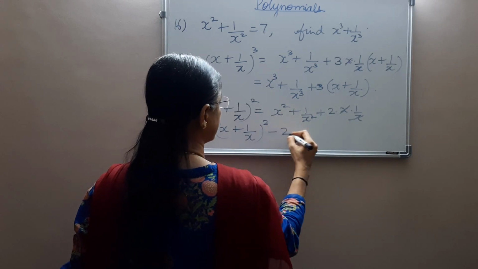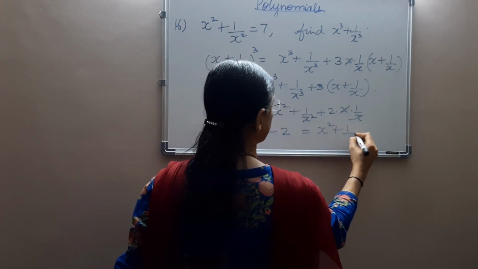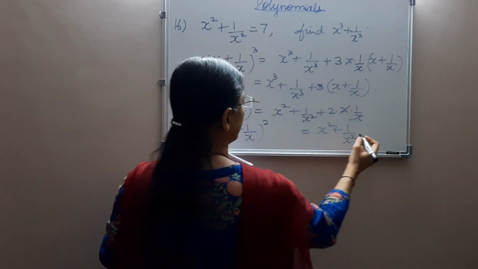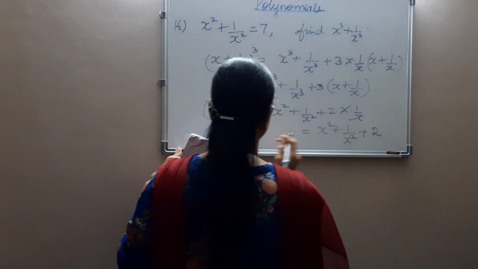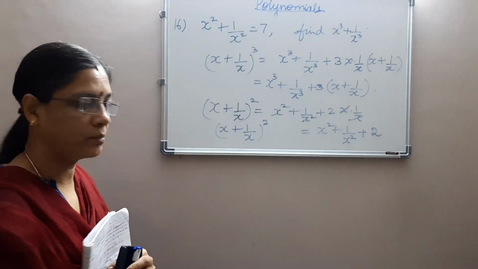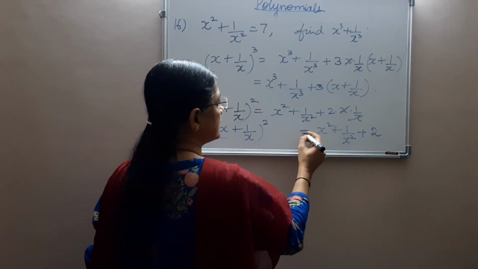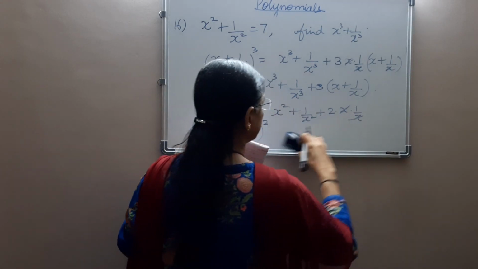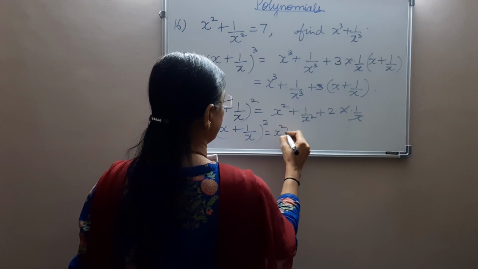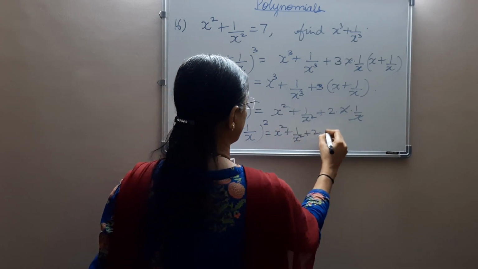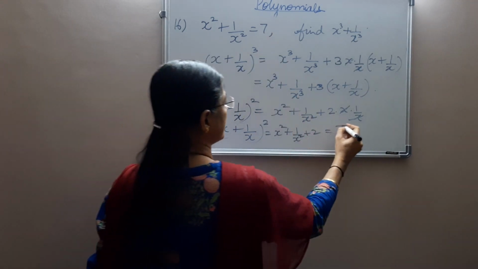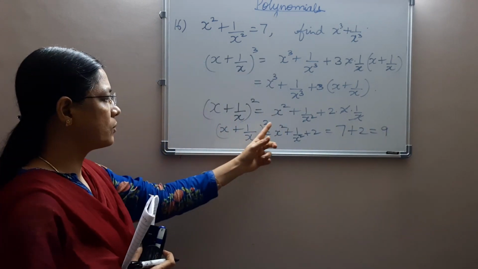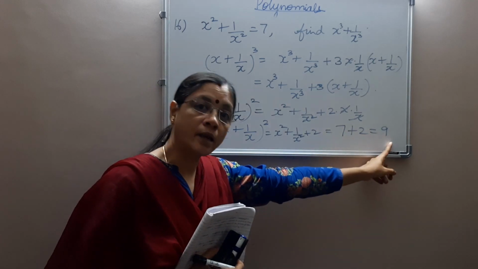You bring this 2 to this side so that you have x plus 1 by x the whole square, because this is needed, isn't it? So what is x squared plus 1 by x squared? I'll write it here, x squared plus 1 by x squared plus 2. So what is x squared plus 1 by x squared? It is 7. So 7 plus 2 is 9. Therefore, x plus 1 by x the whole squared is 9.